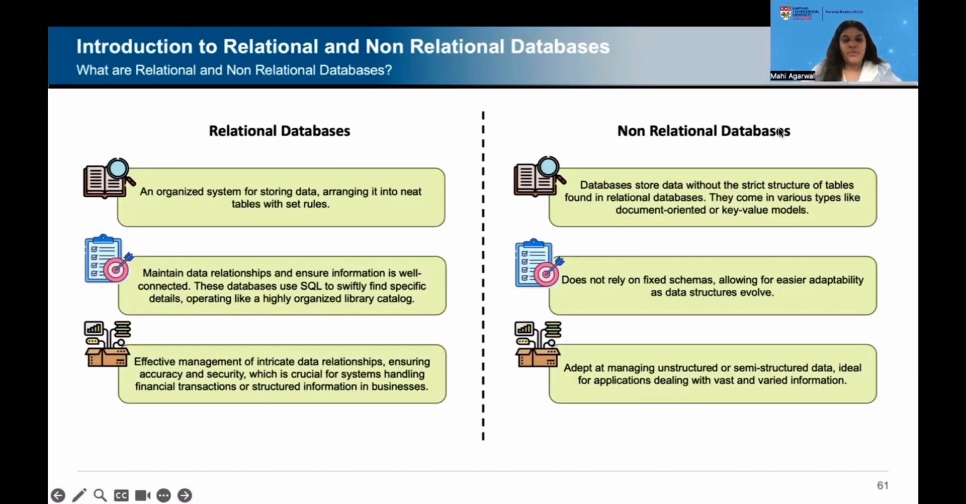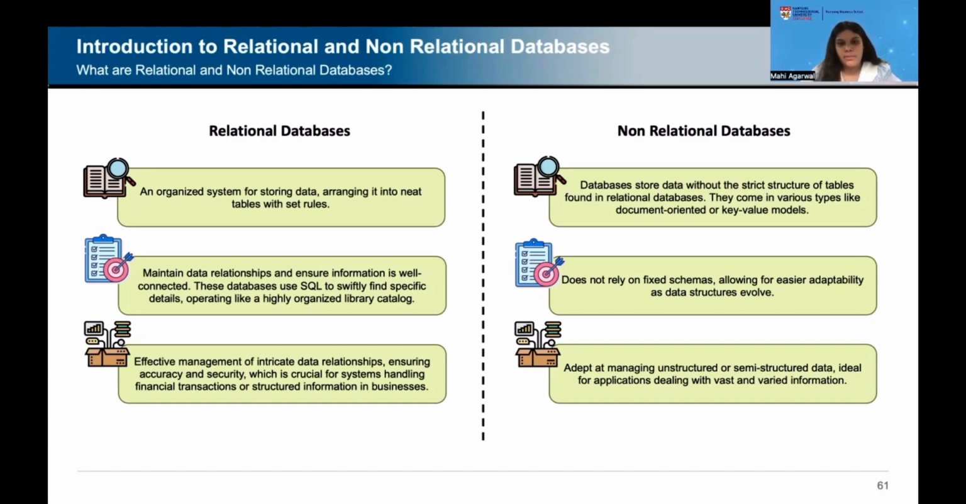I will be exploring non-relational databases and contrasting them with their more structured counterparts, the relational databases. Relational databases are like well-organized libraries, storing data in structured tables governed by predefined rules. They maintain data relationships meticulously and excel in managing them, which is crucial for systems handling sensitive data.